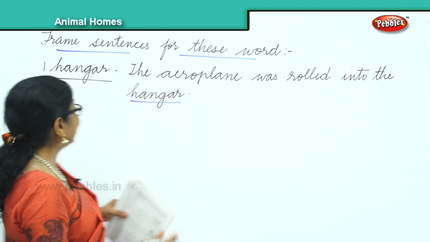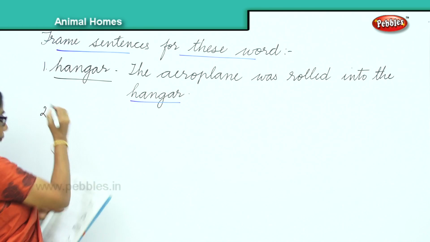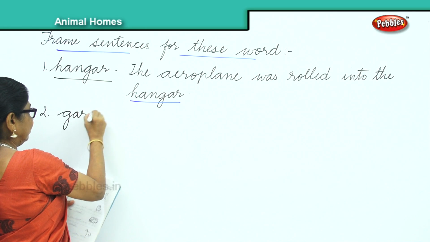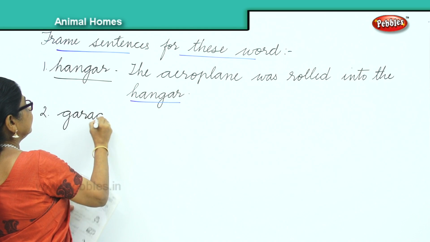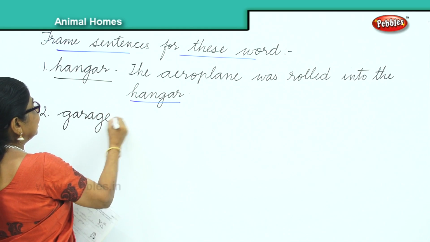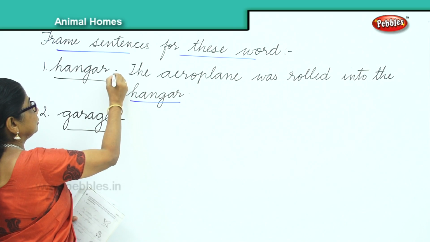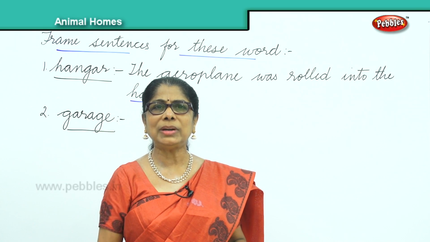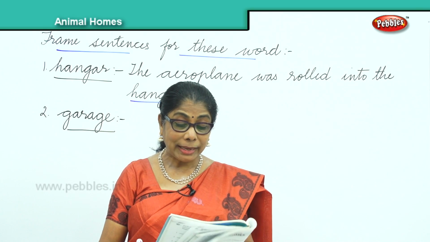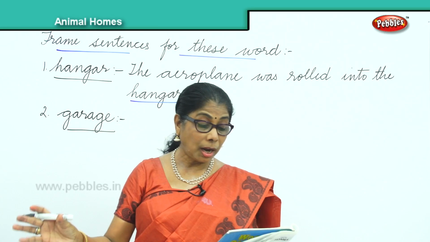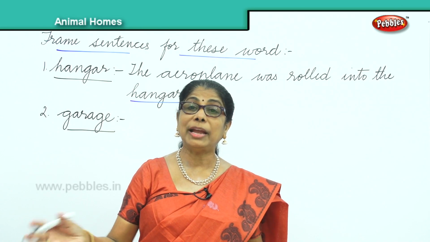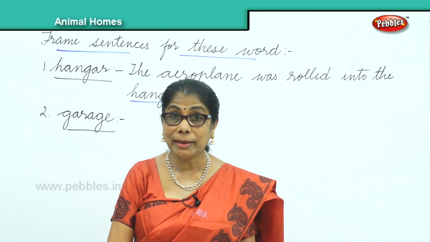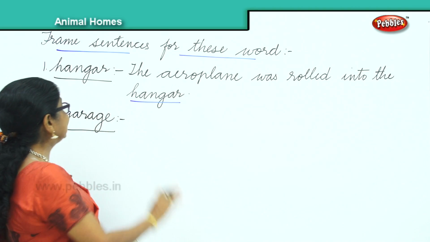Now, another word I give you is garage. Hangar, garage. What do you keep in the garage? What is a garage? It's a place where you keep your car or your motorbike, whatever, safe. In the garage, you keep your vehicle safe. So now you give me a sentence.